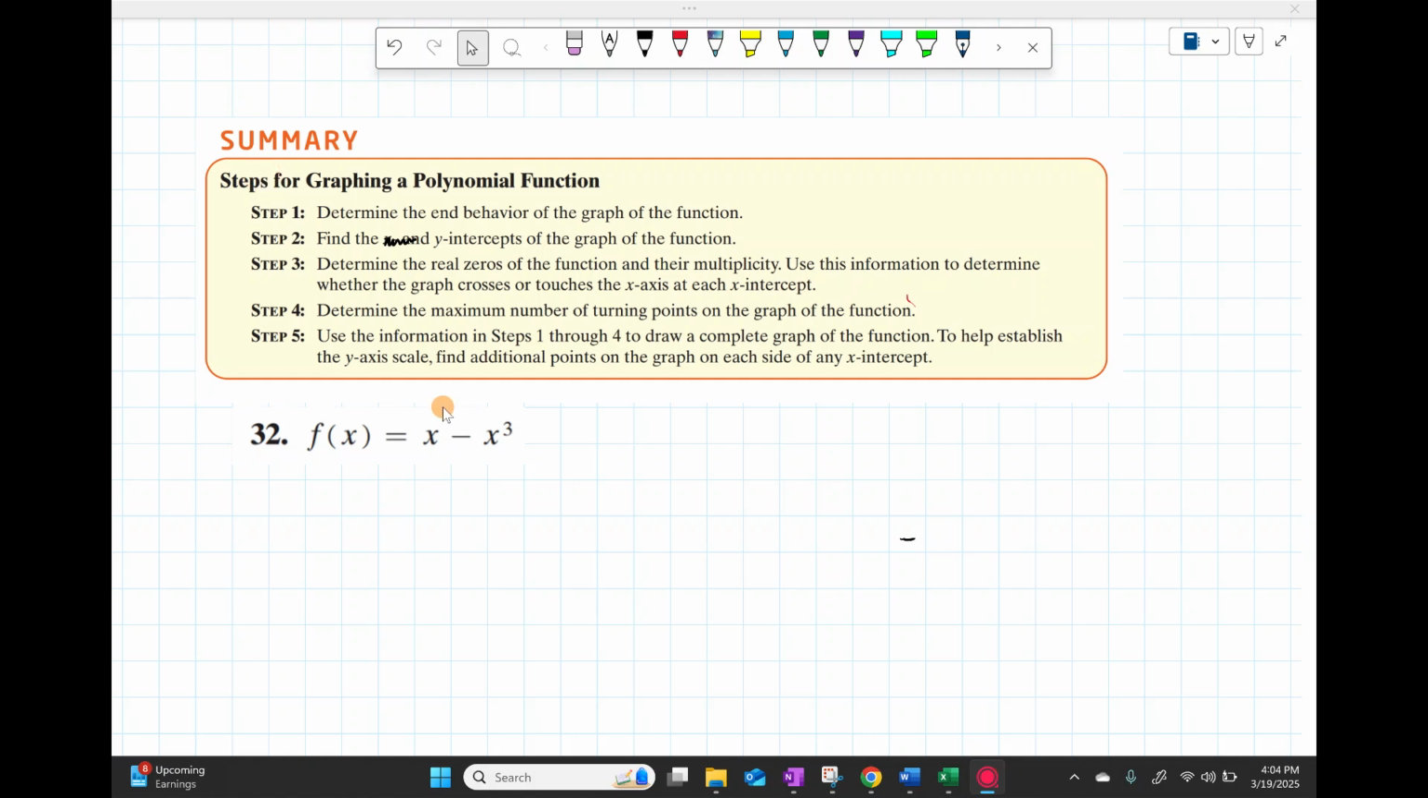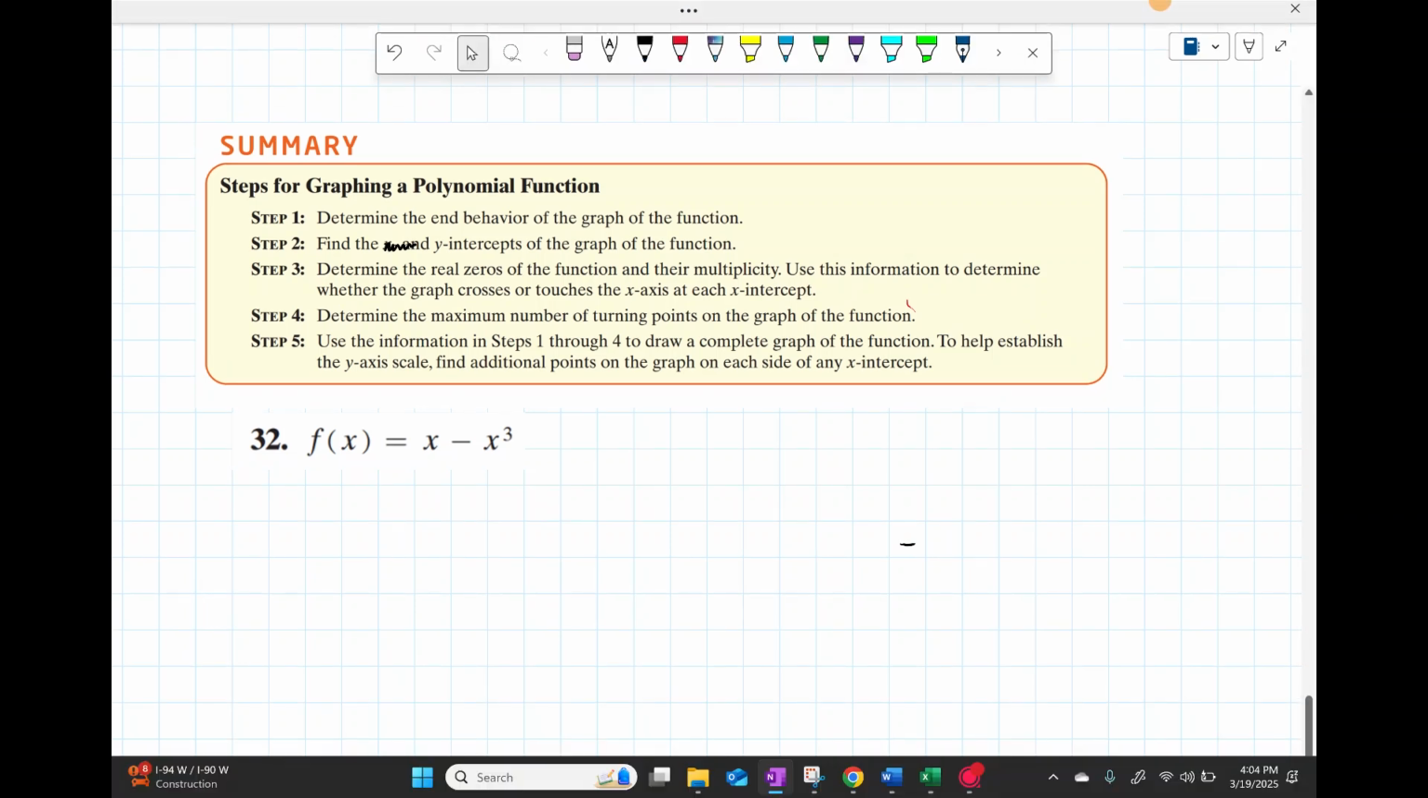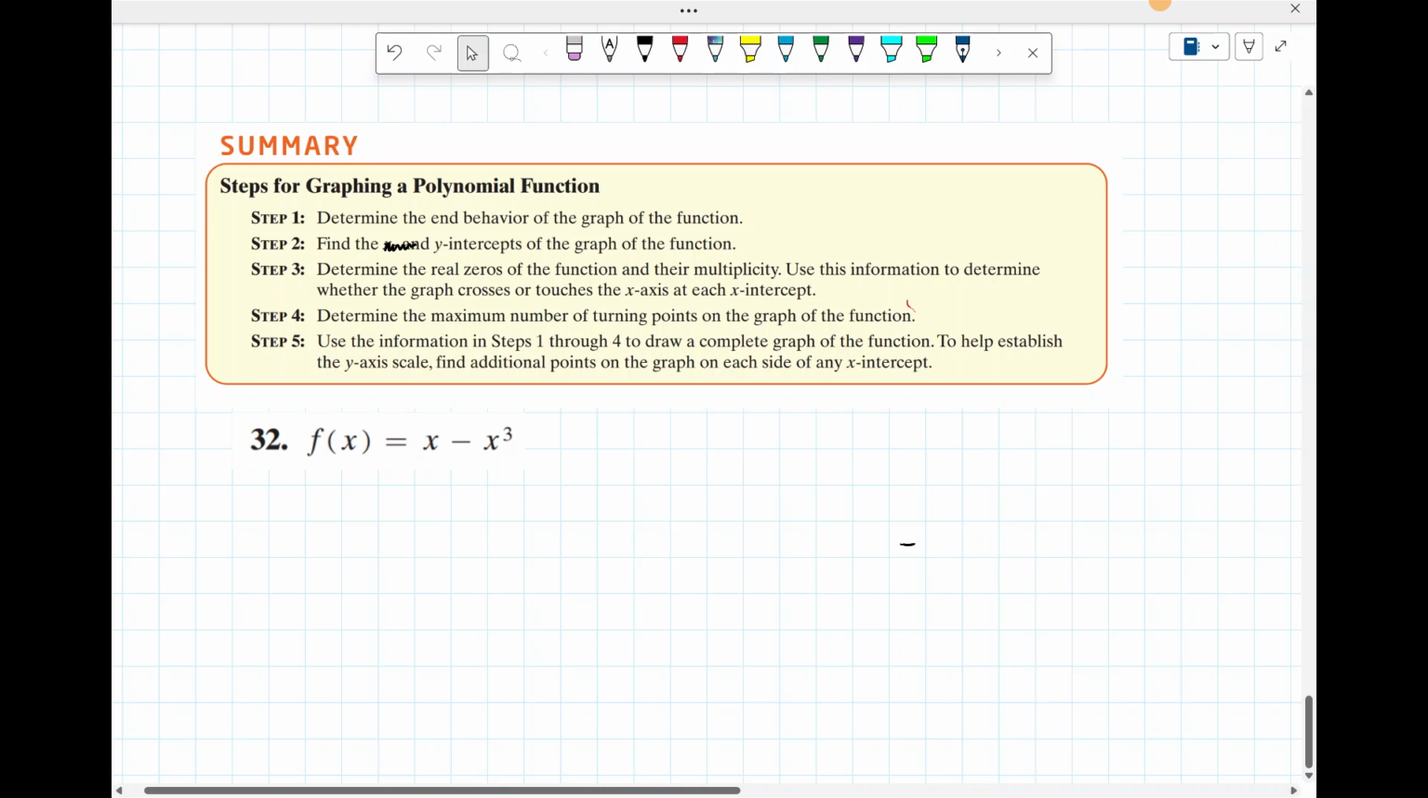In this video, we are going to continue practicing sketching the graph of a polynomial function given its equation. In this problem, number 32, it is a little bit different than the previous examples we did in a previous video because this is not in factored form. However, it is easiest to graph a polynomial equation if it is in factored form. In this case, we can actually put it in factored form relatively easily. So what we're going to do is factor out the x.